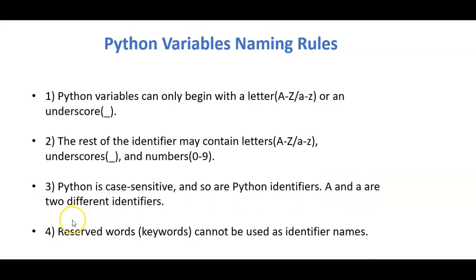Fourth, reserved words cannot be used as identifier names. So what are reserved words? Reserved words are the words which have some special meaning. Whenever the interpreter identifies these words, it performs some special operations. Those kinds of words we call reserved words. We have a set of different reserved words in Python, and we'll see in the coming videos what the different reserved keywords are. We cannot give the reserved keywords as identifier names. So these are the different naming rules for Python variables.